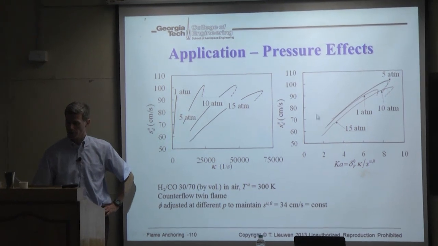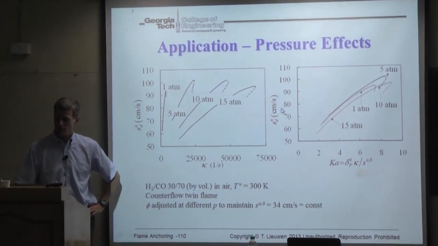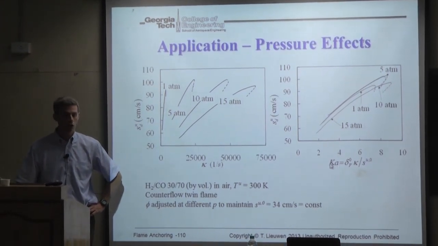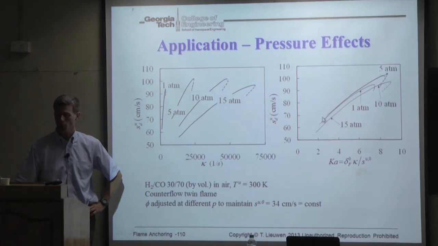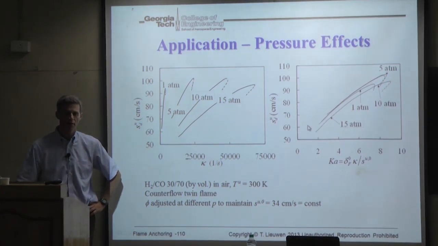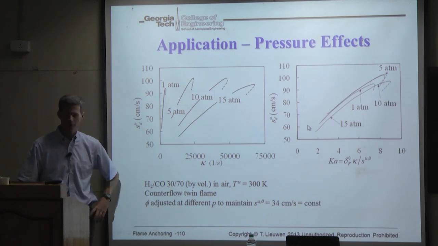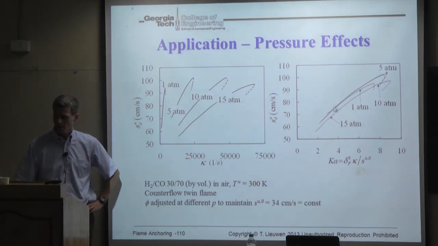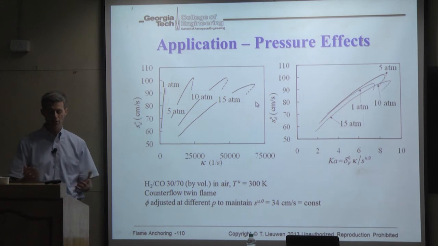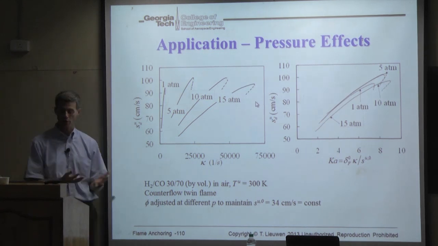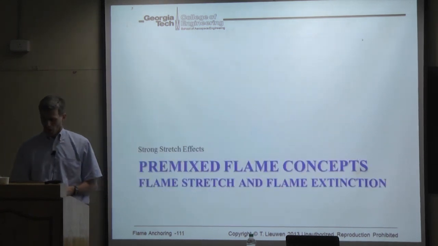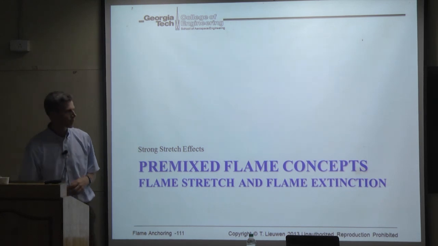But what I want to show you over here is the same thing, but now versus Karlovitz number, and you can see that the curves are pretty similar in dimensionless form. They're not exactly the same. There are some differences there, which would be kinetic. But this is an interesting one, and it's just showing you the very important effect of pressure on flame thickness. Okay, should we take a break?